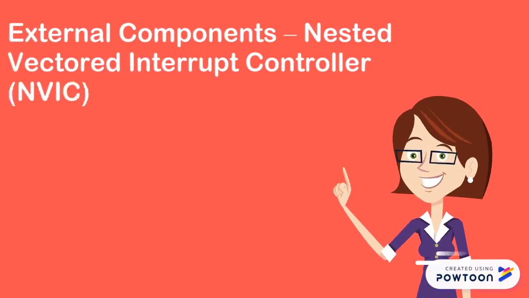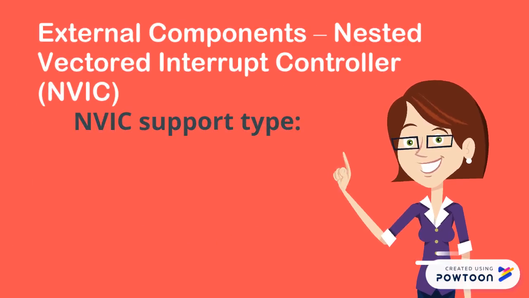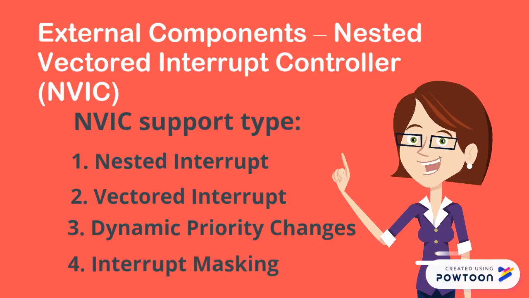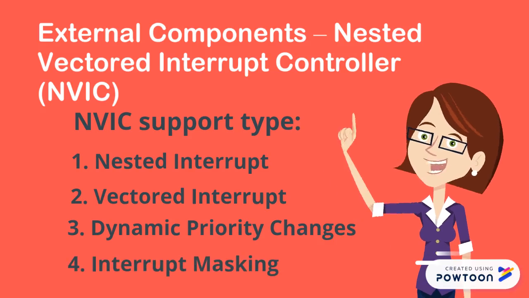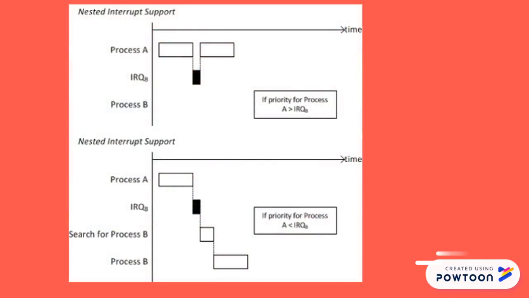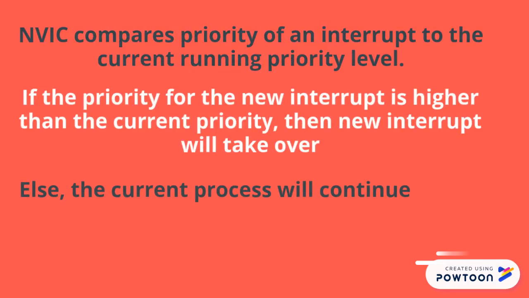Types of interrupt. NVIC supports these types: nested interrupt, vectored interrupt, dynamic priority changes, and interrupt masking. In nested interrupt, NVIC compares the priority of an interrupt to the current running priority level. If the priority of the new interrupt is higher than the current priority, then the new interrupt will take over. Else, the current process will continue.